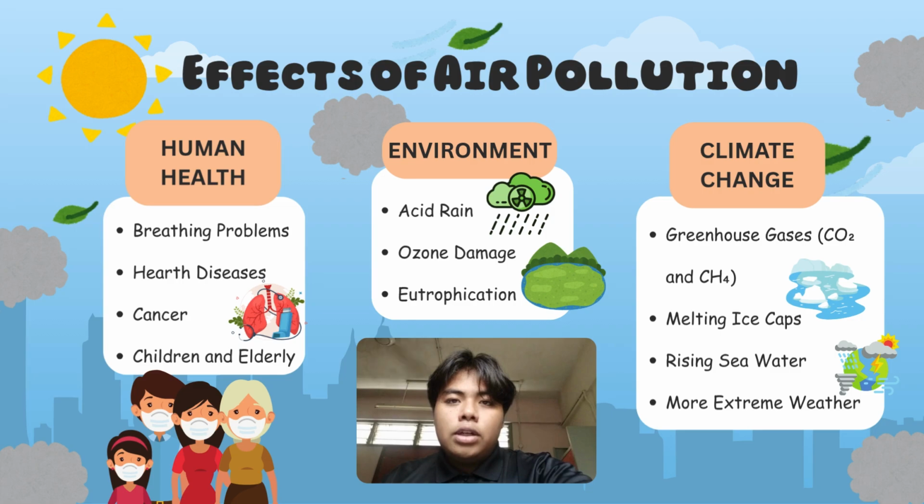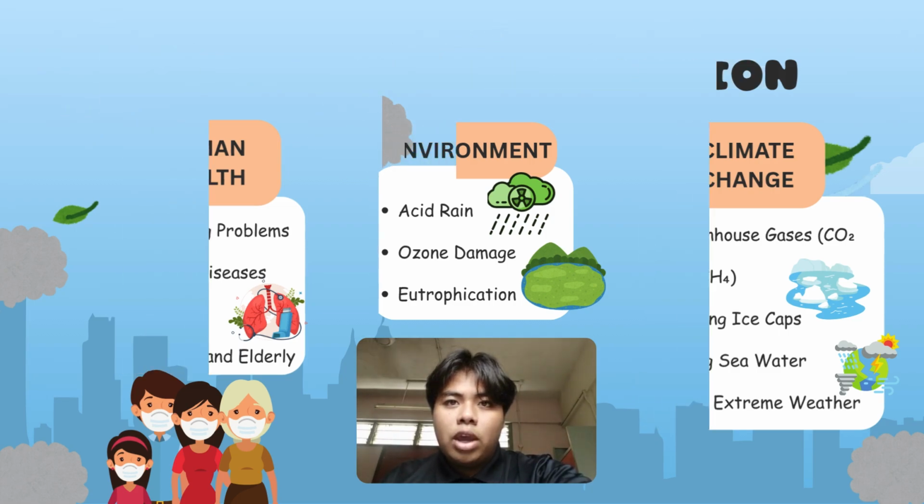And lastly, the effect on climate change. Some air pollutants like carbon dioxide and methane trap heat in our atmosphere. This leads to global warming, causing melting ice, rising sea water, and extreme weather like floods and heat waves.